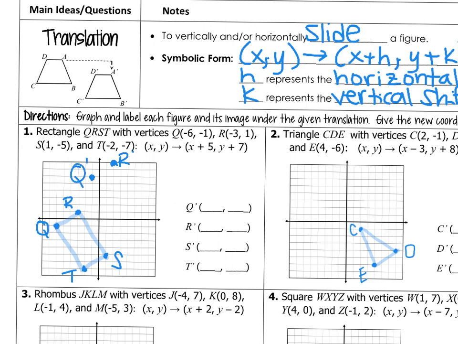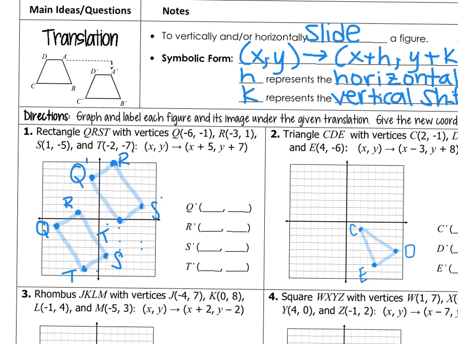S prime, I go 5 to the right, 1, 2, 3, 4, 5, up 7, 1, 2, 3, 4, 5, 6, 7. Here is my new S prime. And then T again, 5 to the right, 1, 2, 3, 4, 5, and up 1, 2, 3, 4, 5, 6, 7. And I label that T prime. Then again, I can go ahead and connect the dots.